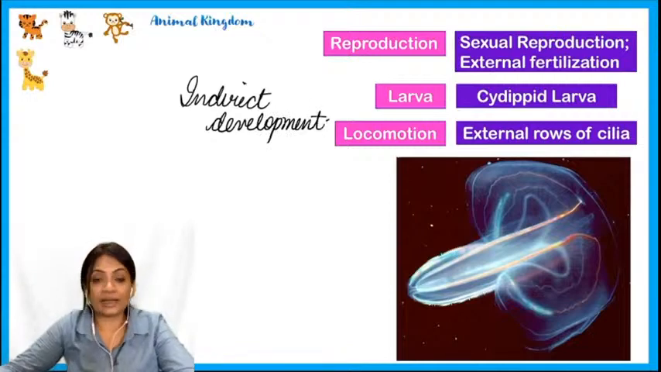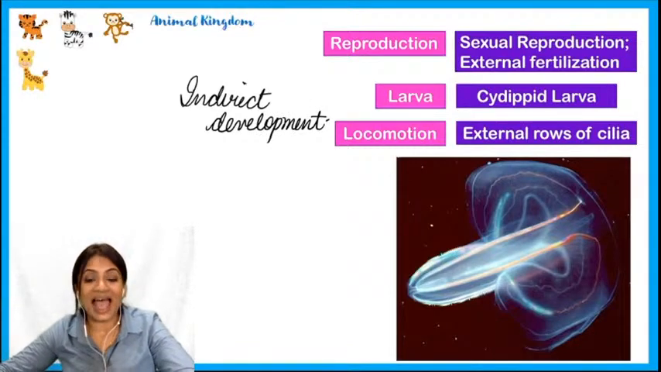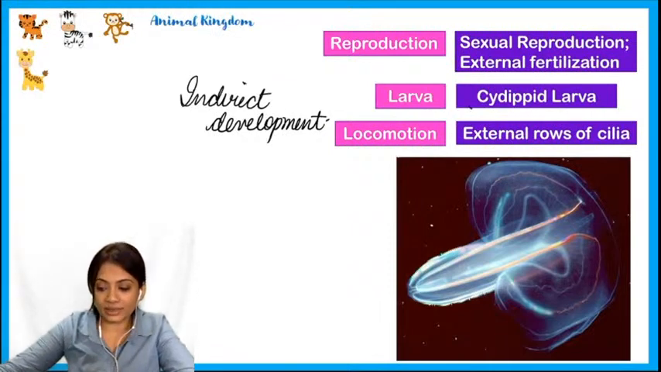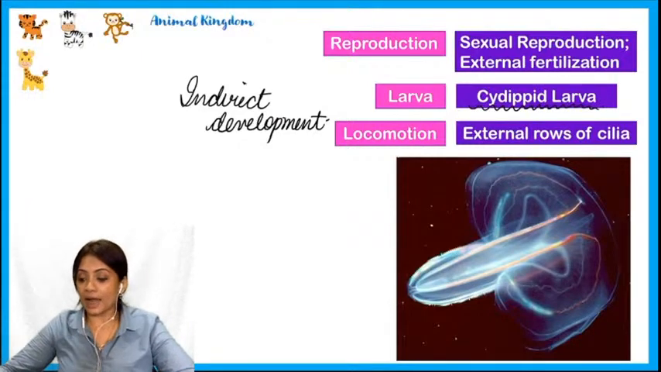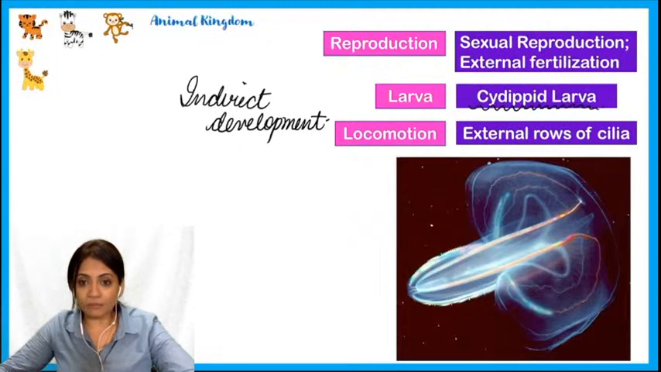Okay, it is an indirect development, and the larva form of a Ctenophora is called the cydipid larva. What is it called? It is called the cydipid larva. Okay, now let us next come to the external rows of cilia.